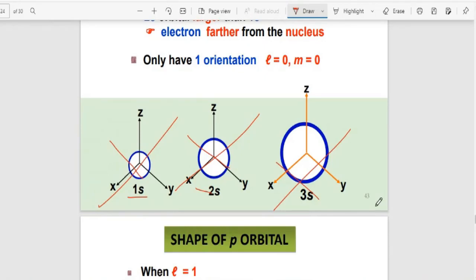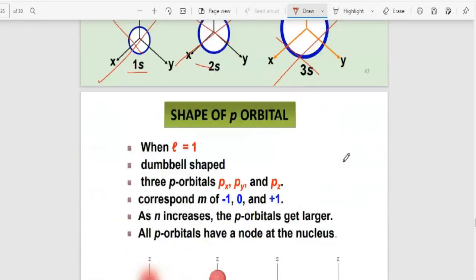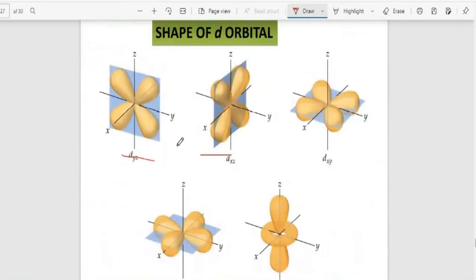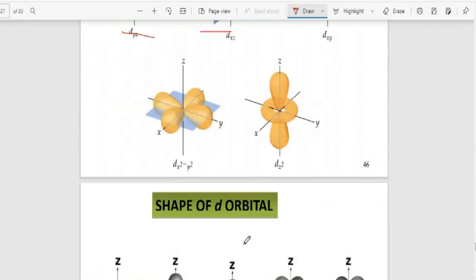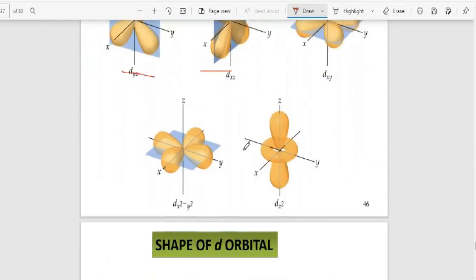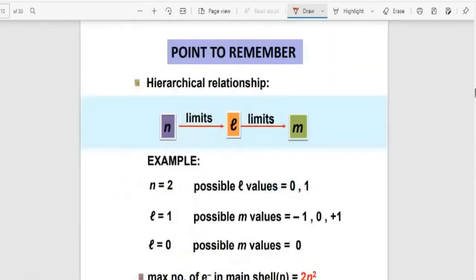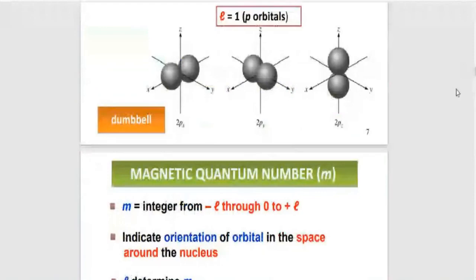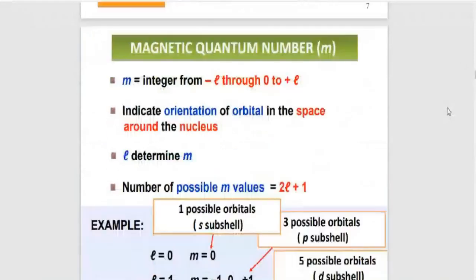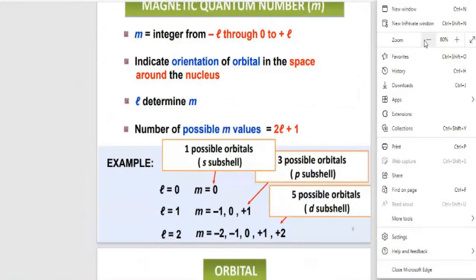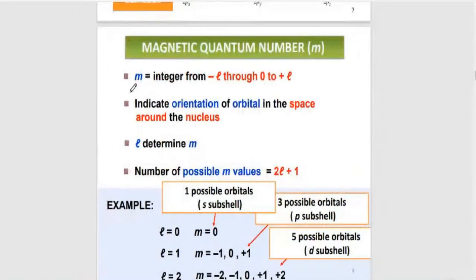Okay. So sekarang tahu S hanya satu je. S bulatan lah. P ada 3. X, Y, Z. PX, PY, PZ. D ada 5. XY, XZ, YZ, Z square, and then X square minus Y square. Mengapa ada bilangan macam ni? Ini berkaitan dengan magnetic quantum number. Okay, the third one. Okay, M is from negative L through 0 to positive L.